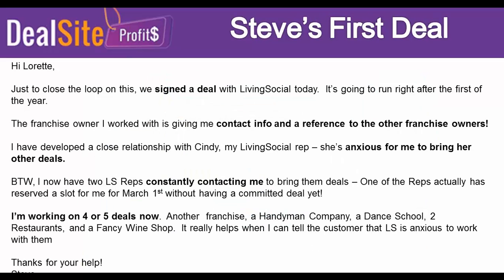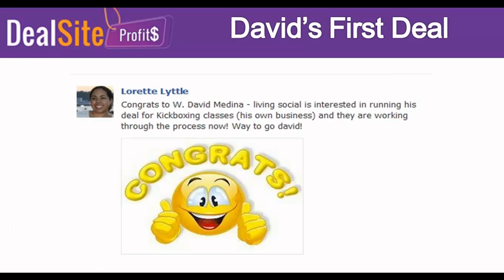Now, Steve, I like to use him as an example because he is doing a deal with a franchise owner. And the franchise owner said, hey, I will recommend you to the other franchise owners. That's going to be really, really big for Steve. This is an email that he wrote to Lorette, but he also said that the Living Social reps are constantly contacting him to bring them deals. That's because these deal sites need more businesses. They need more deals. So they're going to be looking to you to bring them more deals. He talks about how he's working with a franchise, a handyman company, a dance school, 2 restaurants, and a fancy wine shop. So good job there to Steve.